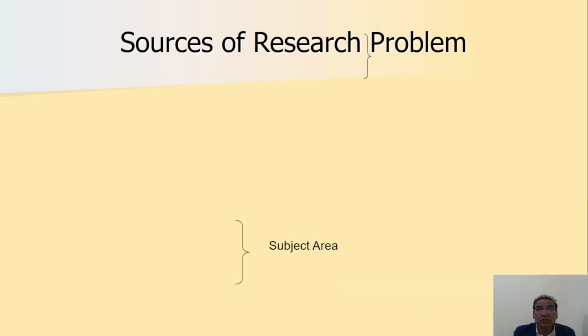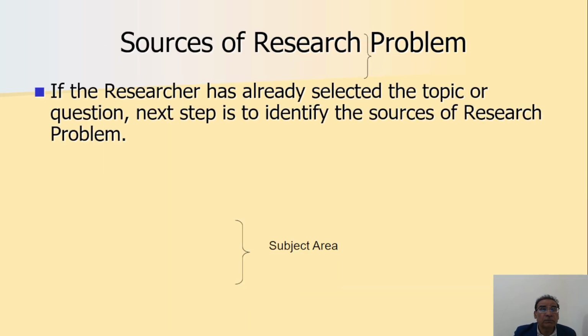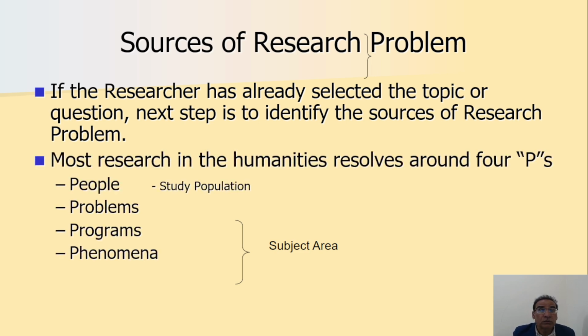Next, sources of a research problem. If the researcher has already selected the topic or question, the next step is to identify the source of the problem. Most research in the humanities revolves around the four Ps: people, problems, programs, and phenomena. So these are the subject areas.